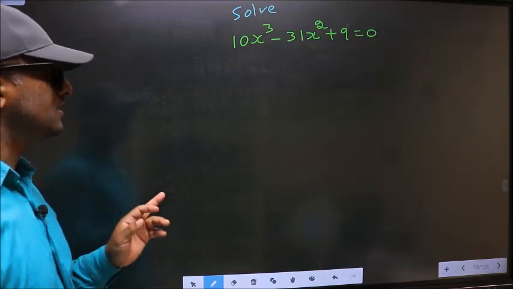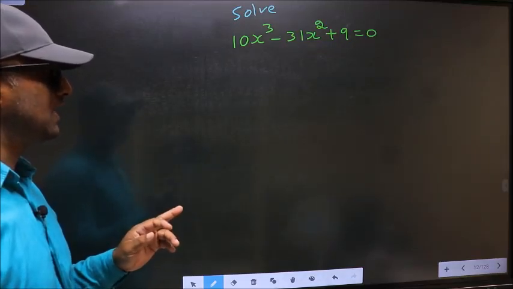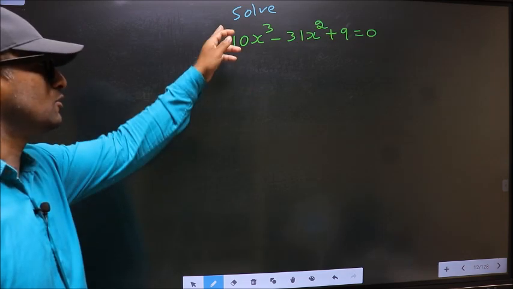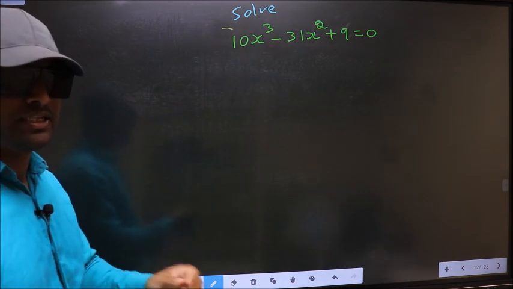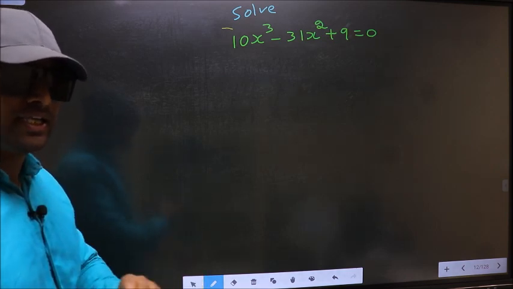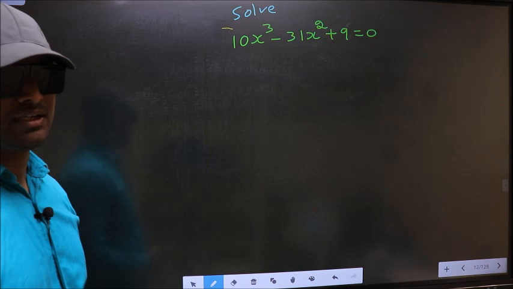Solve 10x cube minus 31x square plus 9 equal to 0. Here they told us to solve, which means we should get the values of x. For that, here we have to change the x square term.